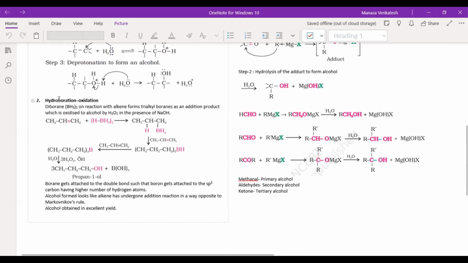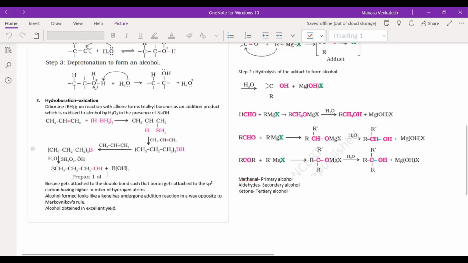Next is hydroboration. Diborane is going to undergo reaction with alkene. Here, first this hydrogen is going to get attached to this carbon, and the BH2 is going to get attached to the last carbon atom. This further reacts with two molecules of the alkene to give us a trialkyl borane. This trialkyl borane is oxidized in the presence of hydrogen peroxide and sodium hydroxide, and this gives us an alcohol.